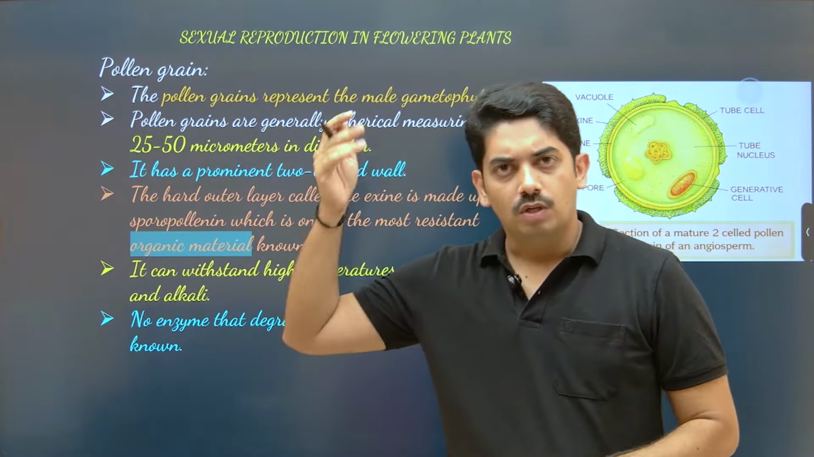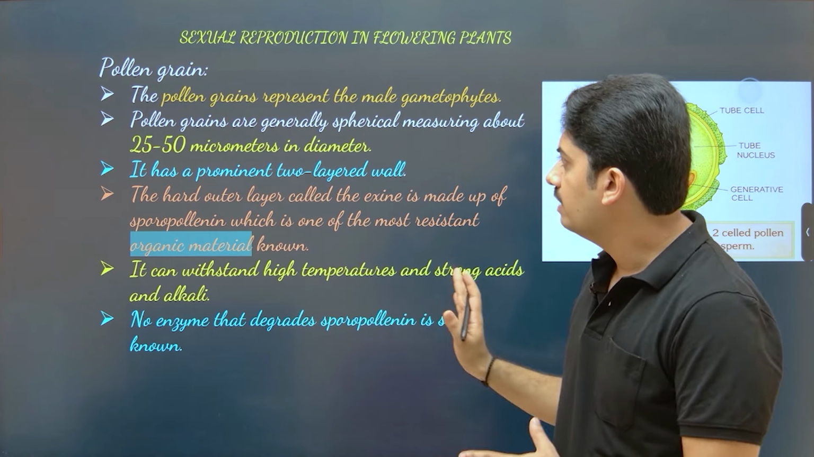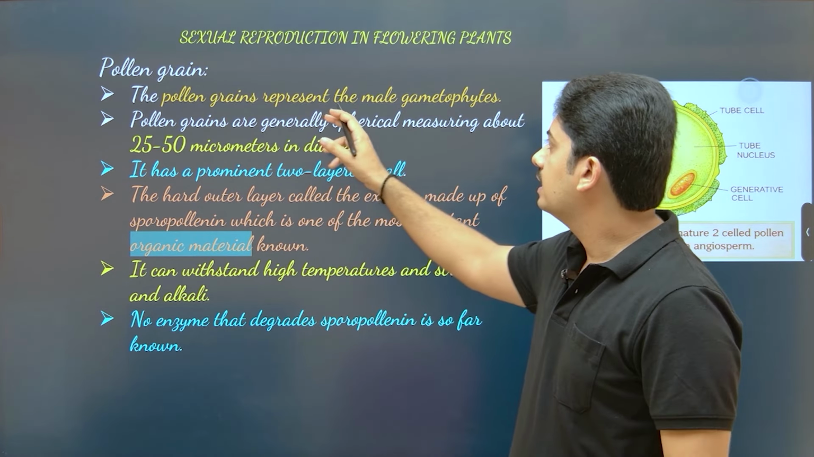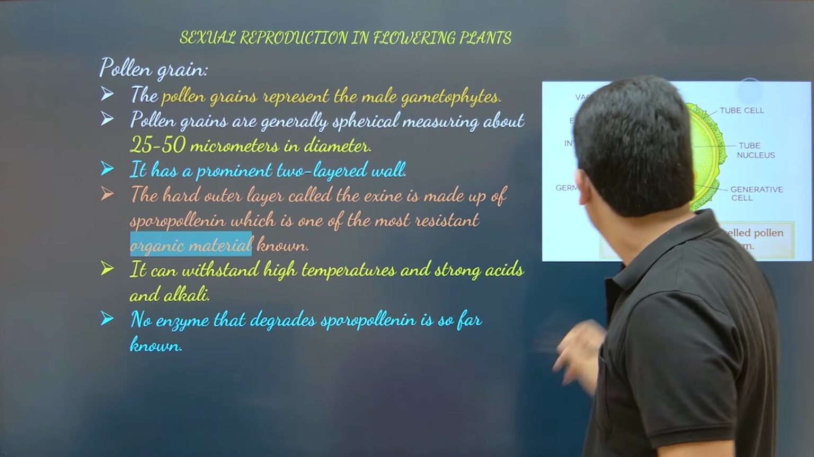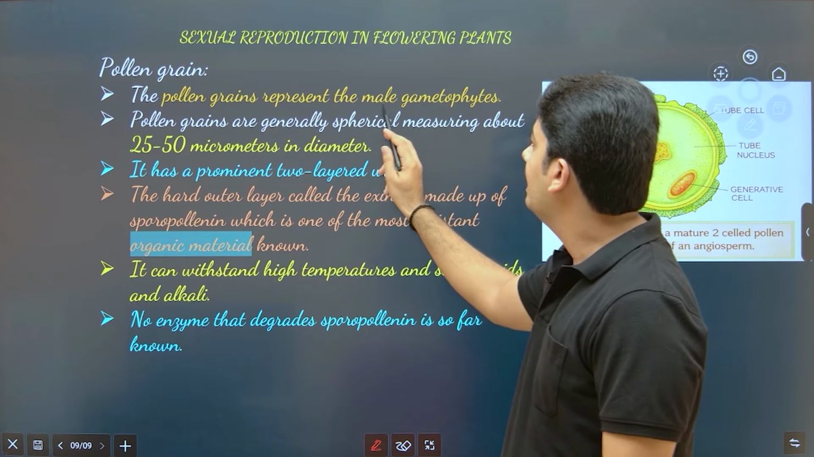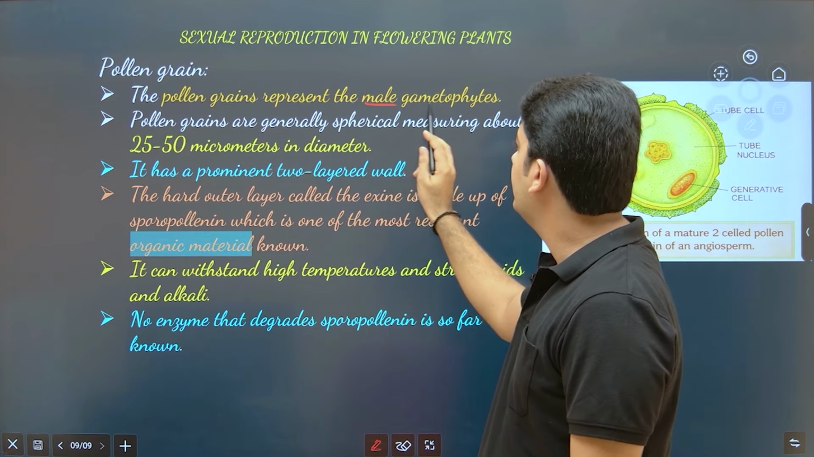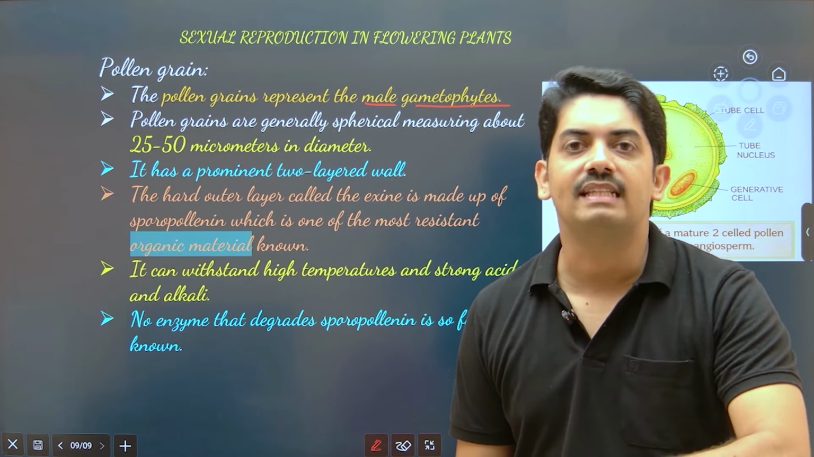Now all the details regarding the pollen grain I explained. Once again they have given here. Pollen grains represent the male gametophyte. Please do remember, because there are so many terms here: male gamete, male gametophyte. If pollen grain is the male gametophyte, then what is male gamete? Generative cell is the male gamete.